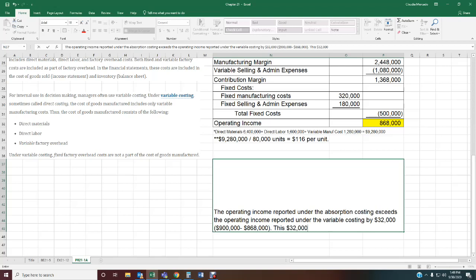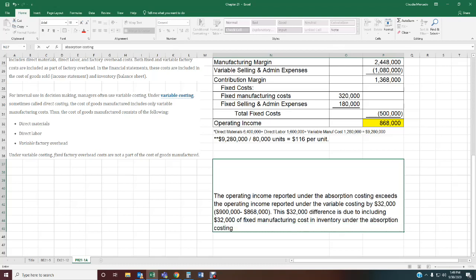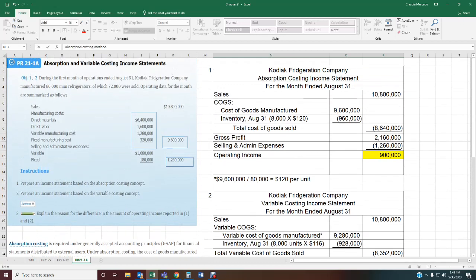This $32,000 difference is due to including $32,000 of fixed manufacturing cost in inventory under the absorption costing method. And how do we do that? Well, if you look under the absorption costing, our per unit cost was $120. Why was it $120? Because we included all of our costs for manufacturing. We included materials, labor, variable, and fixed cost, which was the $9.6 million. We divide that by the 80,000 refrigerators that we manufactured, so that gave us $120 per unit.